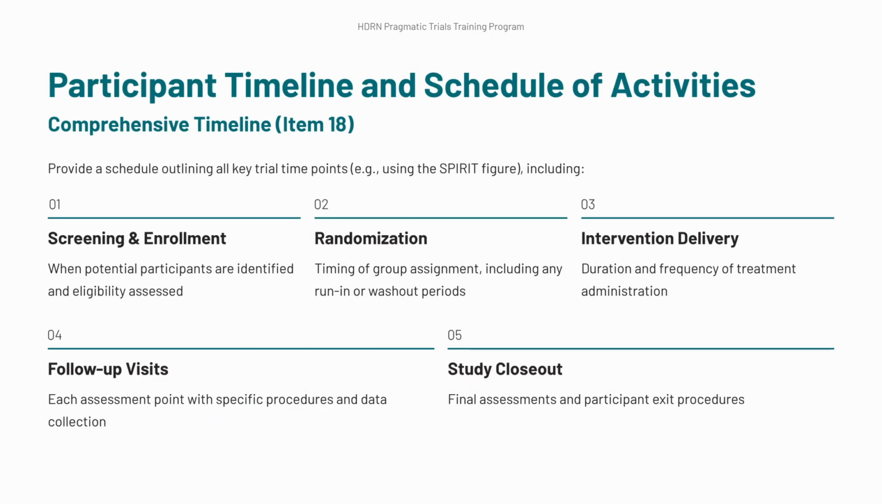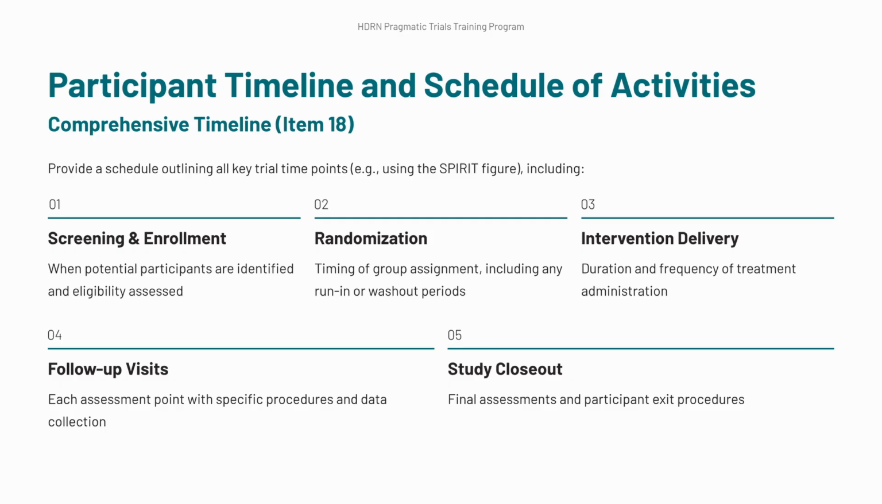From a pragmatic perspective, it's also important to reflect how follow-up happens in the real world. If outcomes are captured through routinely collected data, note when those data pulls occur and whether there is any direct participant contact. And in cluster trials, remember that timelines may operate at two levels: a cluster-level rollout and an individual participant schedule.